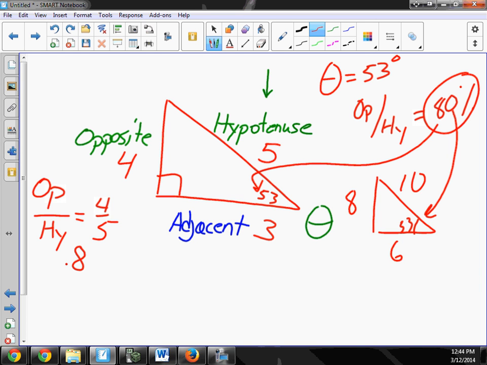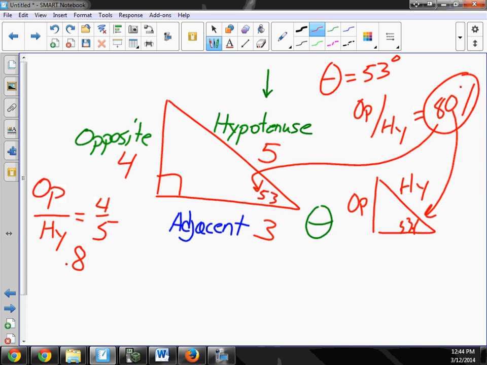And because of that, because the ratio depends on the angle, as long as this is a 53-degree angle, if I were to erase all those sides, and I were to just label this opposite and hypotenuse, then that ratio is always 80%, no matter what the size of the triangle is. But if I had one side, then I could use the angle to find the other side.